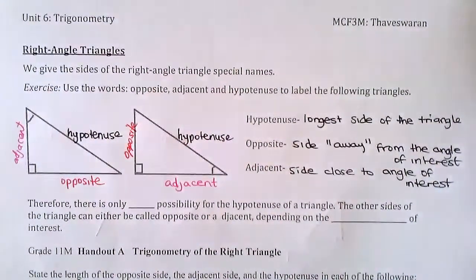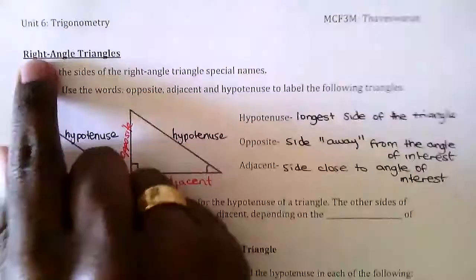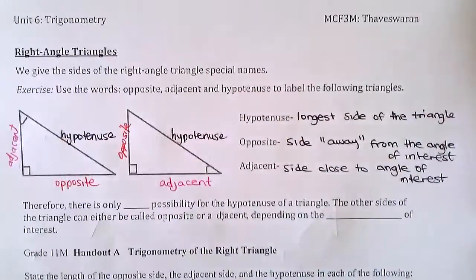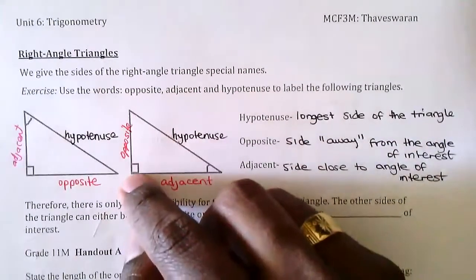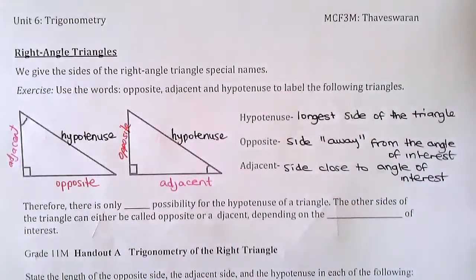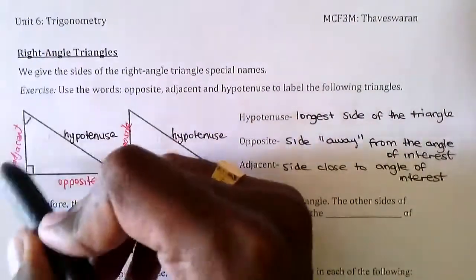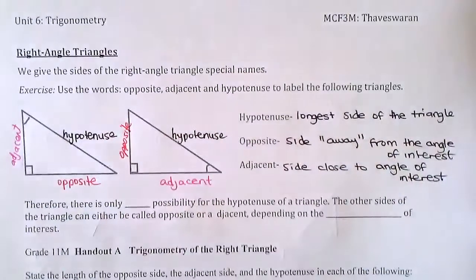Okay, so when you're trying to find these special names for the right angle triangles, I should emphasize, this only works for right angle triangles, which is why it's under the heading right angle triangles, you always want to find the hypotenuse first. It's always the side that's opposite to the 90-degree angle. Then you have to choose your angle of interest. Sometimes this will be given in a question, sometimes you get to choose it yourself. But define an angle of interest. The side close to that is your adjacent, the side away is your opposite.